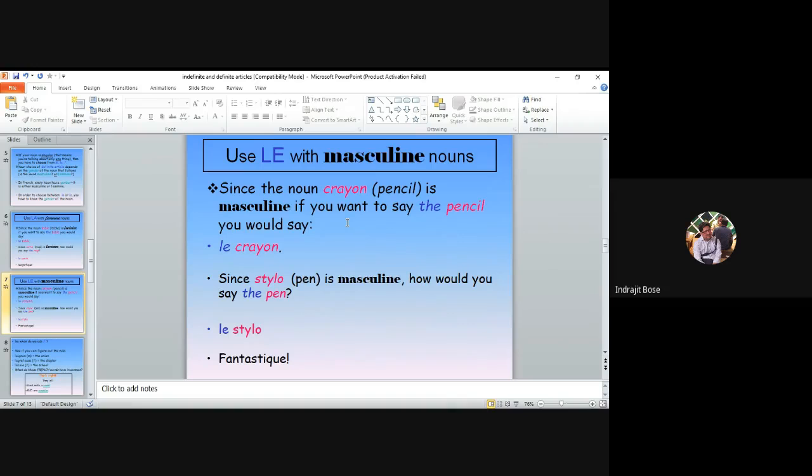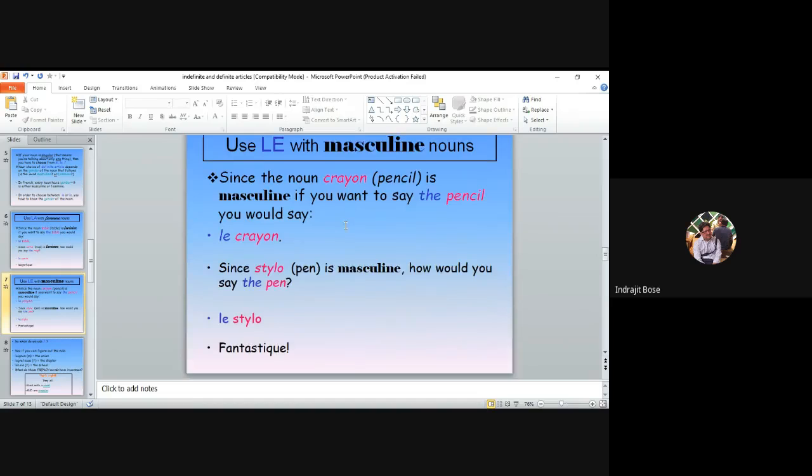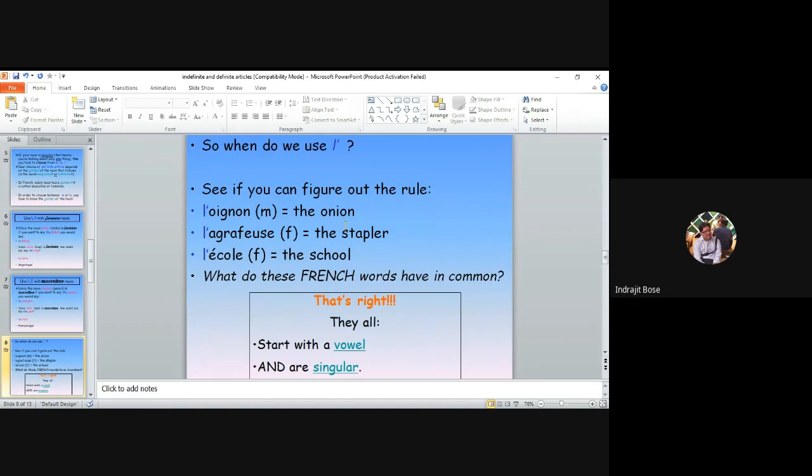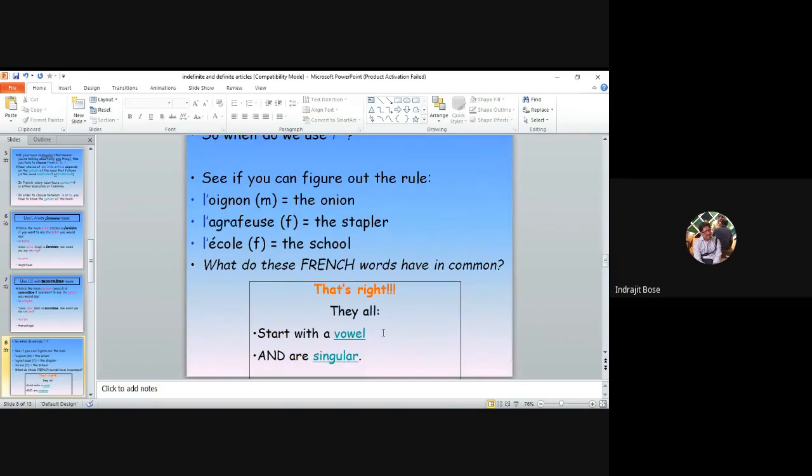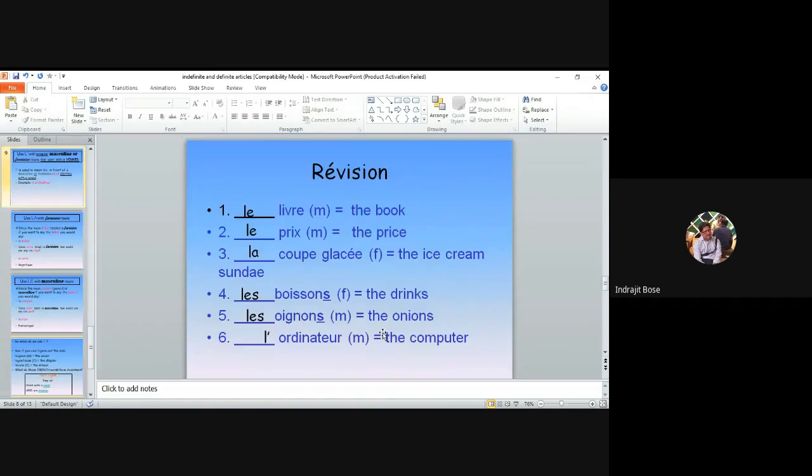Now, since stylo, or pen, is masculine, how would you say the pen? Le stylo. Okay, right. Now, when do we use l'apostrophe? Le oignon, or the onion, le agrafeuse, the stapler, le école, the school. These words all have one thing in common: they start with a vowel and they are singular.